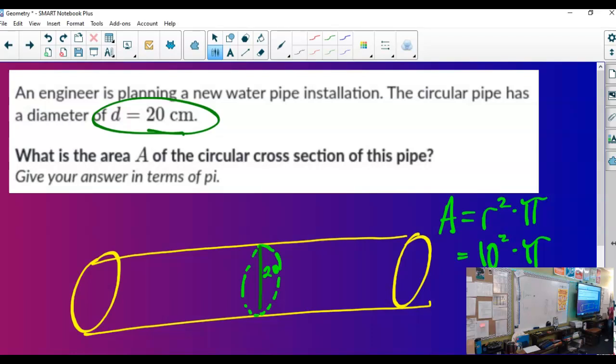And again, it says give your answer in terms of pi, because that makes your life one step easier. You don't even have to do the multiplication. In terms of pi, it's better. We can compare things more easily.